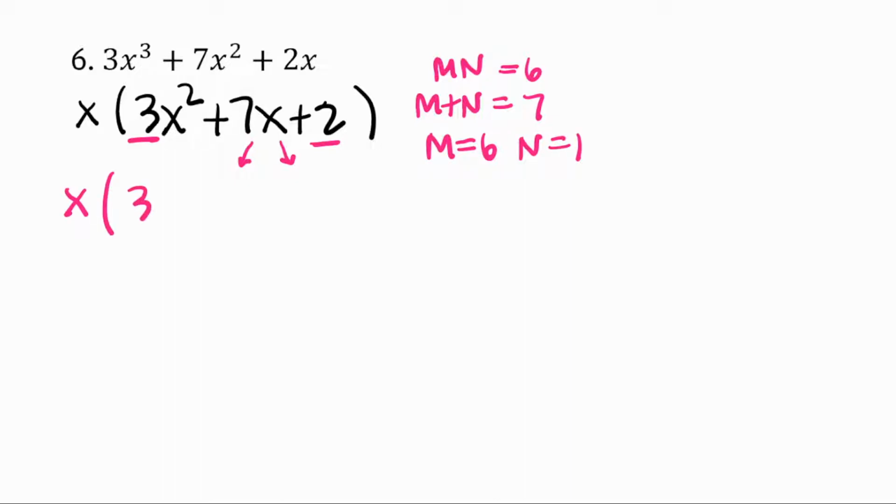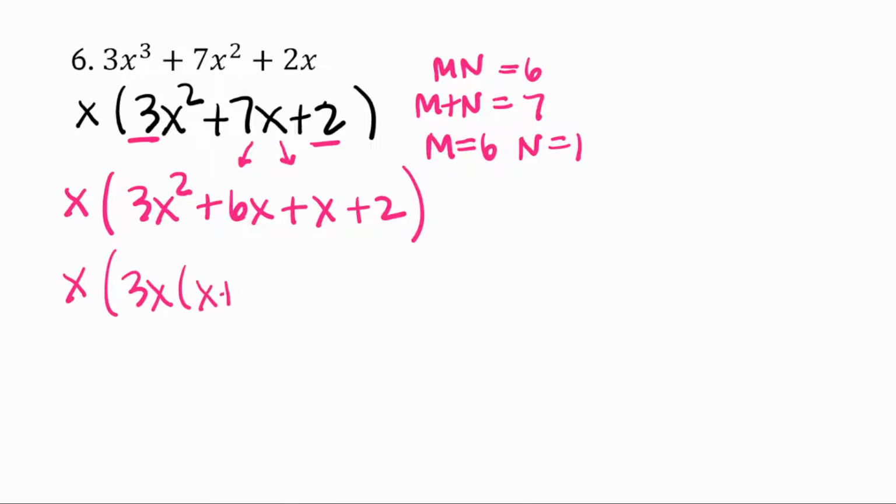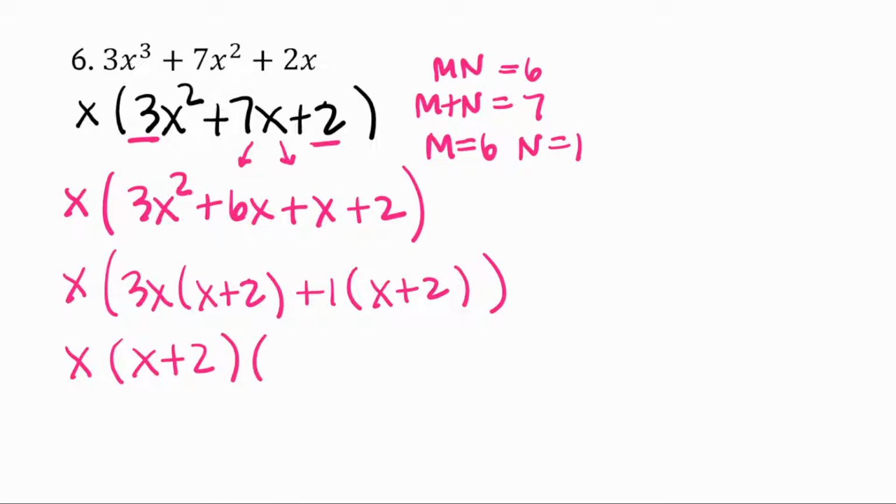So I've got x times 3x squared plus 6x plus 1 more x plus 2. And then I'm going to do group and factor. Okay, there's nothing to factor here, so I'm going to factor out a 1, so I've got x plus 2 on both of them, so I've got x times x plus 2 times 3x plus 1, and that's fully factored.